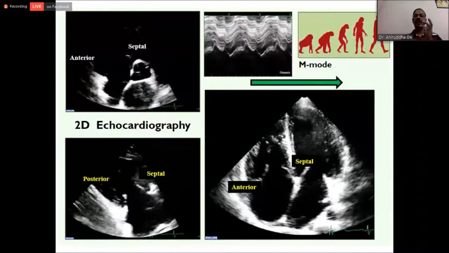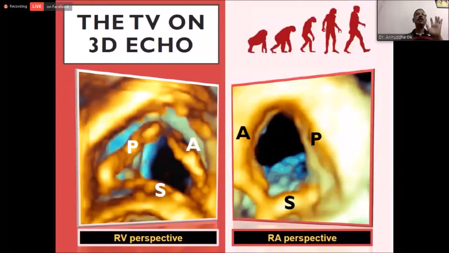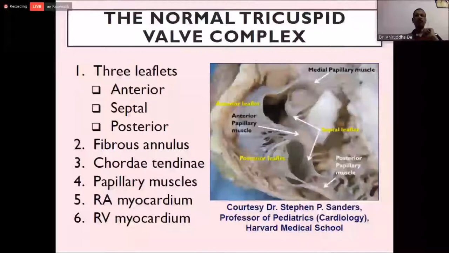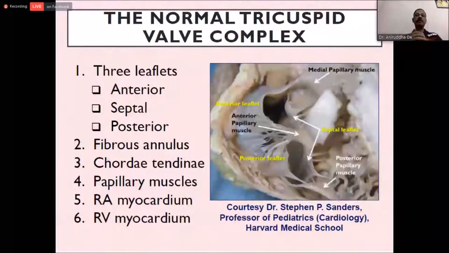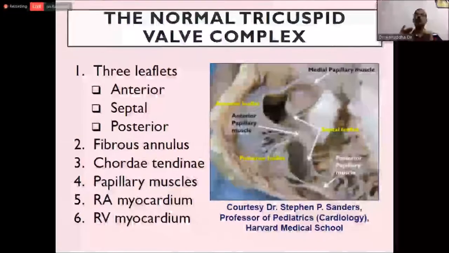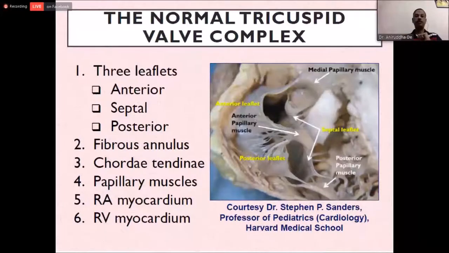We start from the 2D and then to the 3D. But still, the tricuspid valve in 3D is always the best view in more than 85% of patients. Now begin with the anatomy. There are usually three leaflets: anterior, septal, and posterior. There is a fibrous annulus, chordae tendineae, papillary muscle, RA myocardium, and RV myocardium.